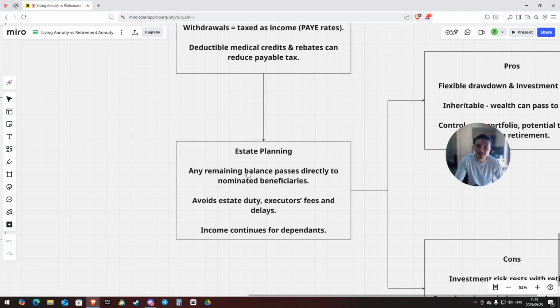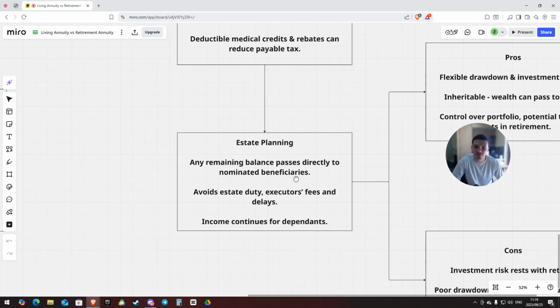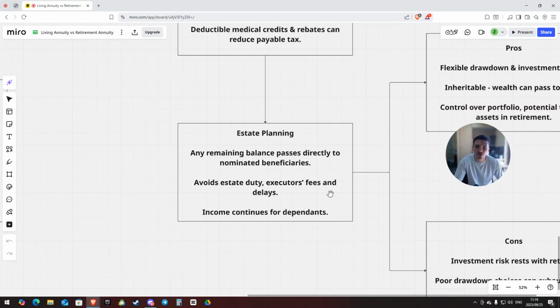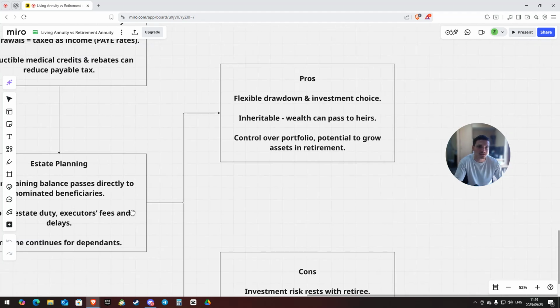So any remaining balance passes directly to your nominated beneficiaries if you die. So if you die, if you have 3 million in retirement or 10 million in retirement and you only use 5 million, that last 5 million can then be transferred to a beneficiary or a few beneficiaries. You avoid estate duty and executor fees and delays, which is quite cool. And then obviously income continues for the dependents.